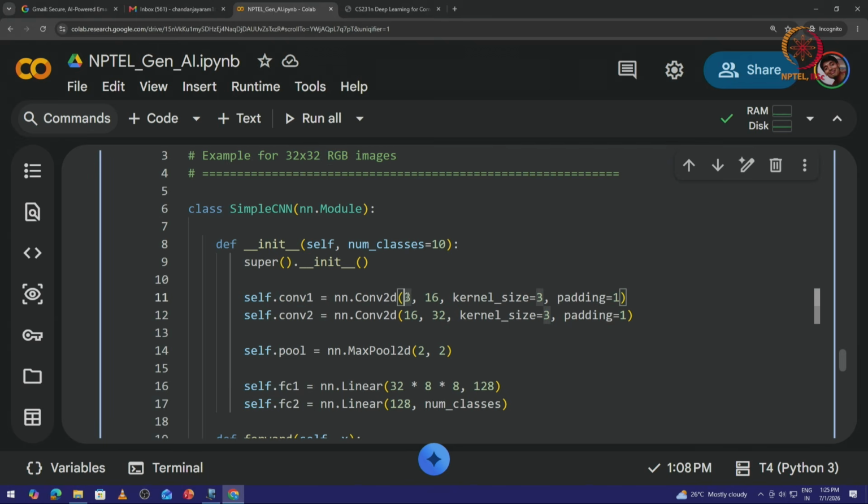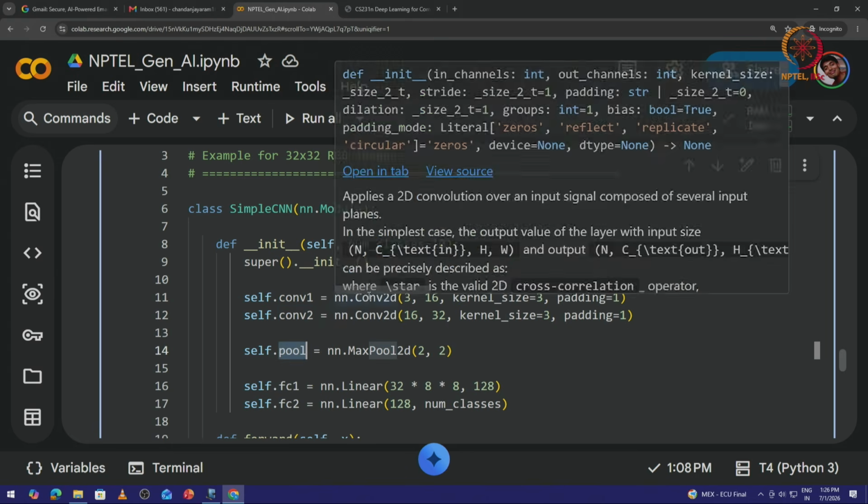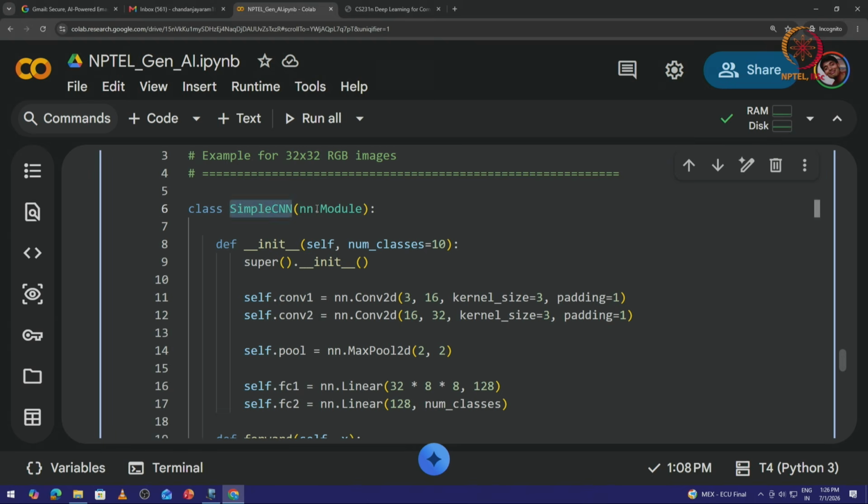Now let us look at this convolution one. The input is 3 channels that you are converting to 16 channels, the kernel is 3, padding is 1. If you have not specified the stride, by default the stride will be 1. If you have not specified the padding, by default the padding will be 0, there will be no padding. Then you have another convolution and then a pooling. See here in the init method, this is a simple CNN, it has to be a child of nn.Module, the same story that we did for MLP holds perfectly well here. The number of classes is 10.